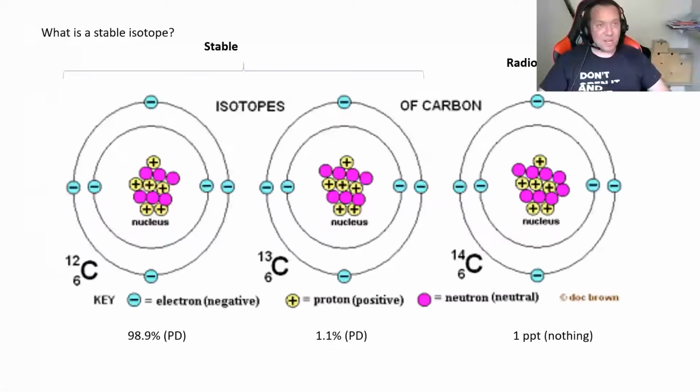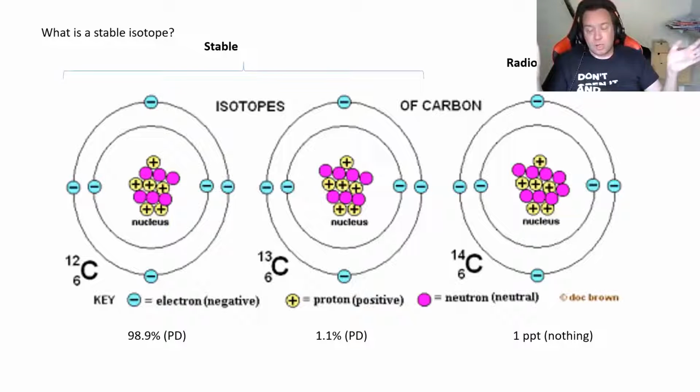Okay, so what is a stable isotope? You can have isotopes of elements. We're looking here at carbon. Carbon has 3 main isotopes: carbon-12, carbon-13, and carbon-14. They all have the same atomic number, 6, and they all have 6 protons, but they differ in terms of the number of neutrons they have.